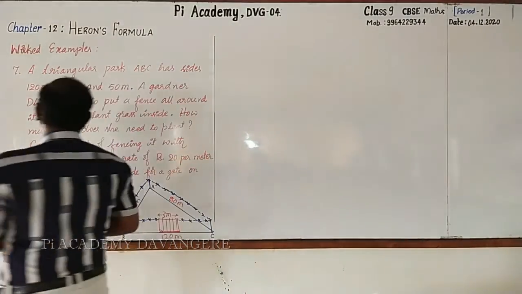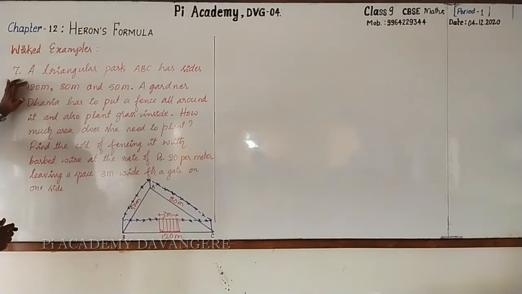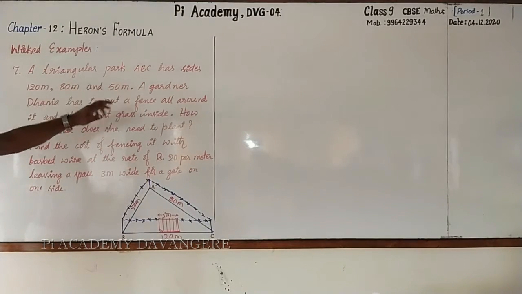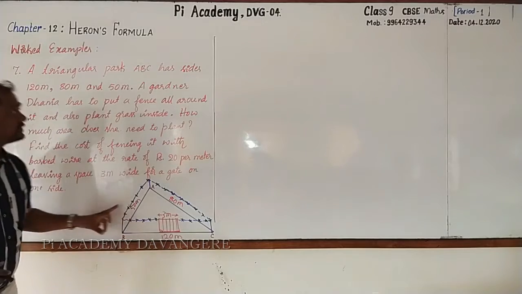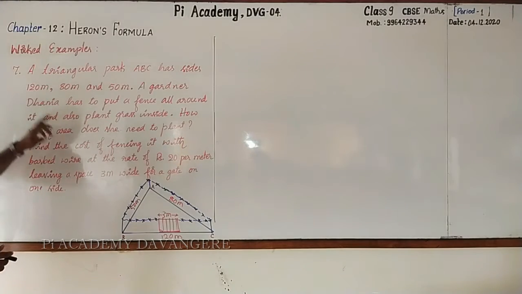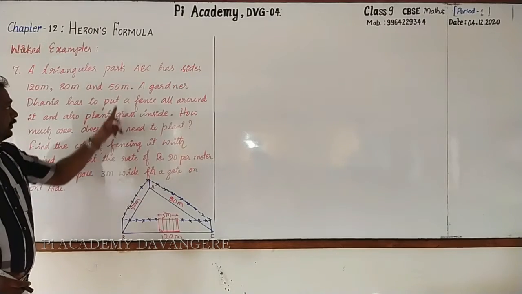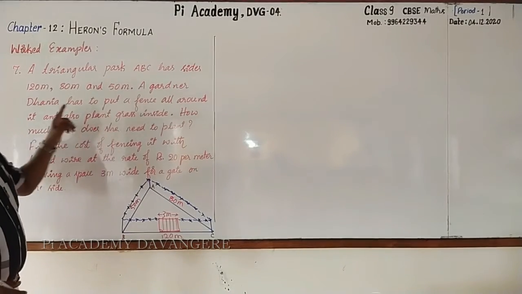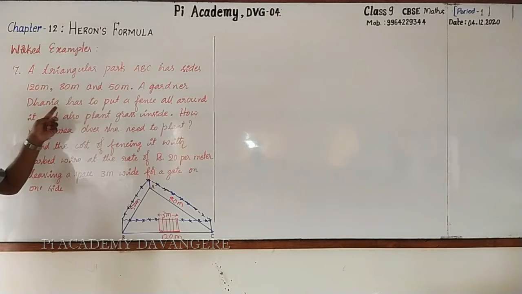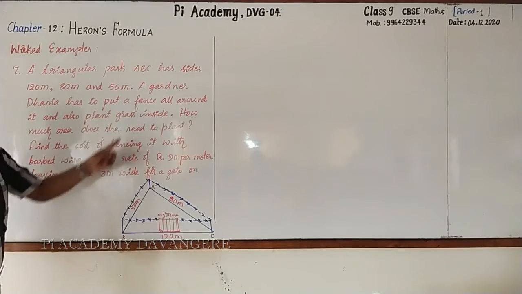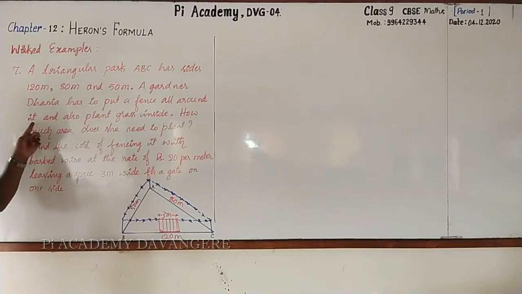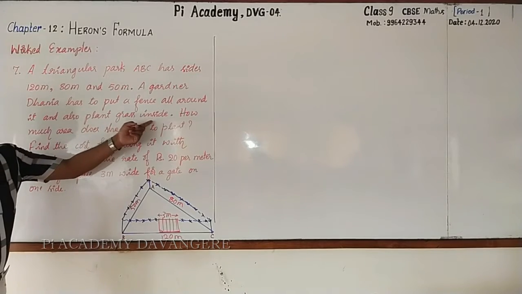Please go through the statement. It is a triangular park ABC. See that this ABC is a triangular park. It has sides 120 meter, 80 meter and 50 meter. A gardener, Dhania, has to put a fence all around it and also plant grass inside it.